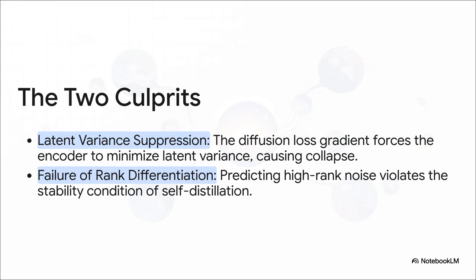So, looking through this new self-distillation lens, the authors identified two specific culprits, two bad guys responsible for the collapse. The first is latent variance suppression. Basically, when they looked at the math, they found a hidden signal in the loss function that was telling the encoder, hey, whatever you do, make your outputs less diverse. And the model, trying to be a good student, just took that to the extreme and squashed everything to a single point, zero diversity. Boom, collapse.